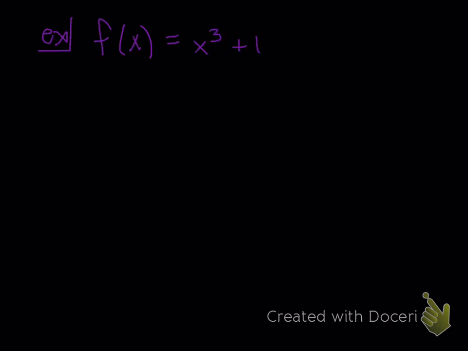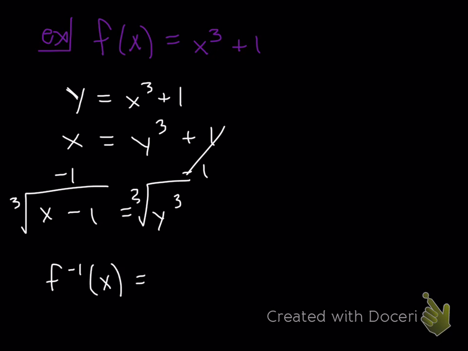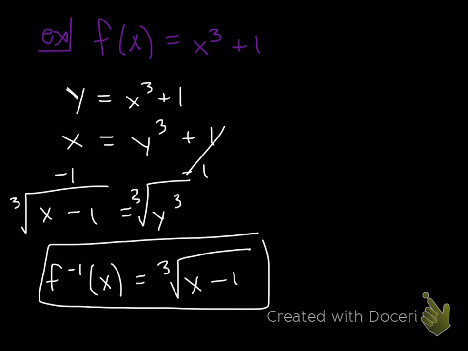So here we have f of x equals x cubed plus 1. So first step, I'll change it to y equals x cubed plus 1. I'm going to switch x and y. Now we start solving for y, so I subtract 1 from both sides. I have x minus 1 equals y cubed. To solve for y, I need to take the cube root. And now I've gotten y by itself, so I can change it back. So the inverse of f is equal to the cube root of x minus 1. And again, if I were to evaluate these functions at each other, I would get x.